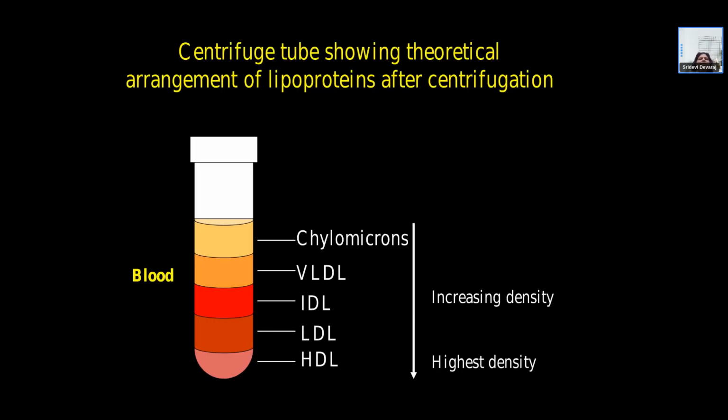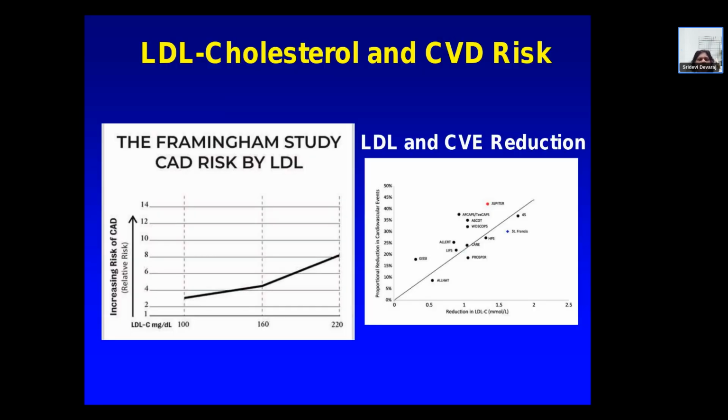So this is a theoretical arrangement. If you put this plasma in a centrifuge tube and ultracentrifuge it, what do you get based on density? Like I said, the most fluffy ones are the chylomicrons. In the fasting state, you should not have chylomicrons unless you have a familial hypercholesterolemia disorder. And then you have your VLDL, which floats on top, then IDL, LDL, and your HDL, which is your highest density lipoprotein with a lot of protein in it.